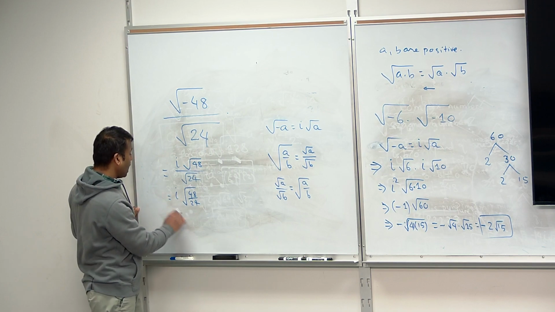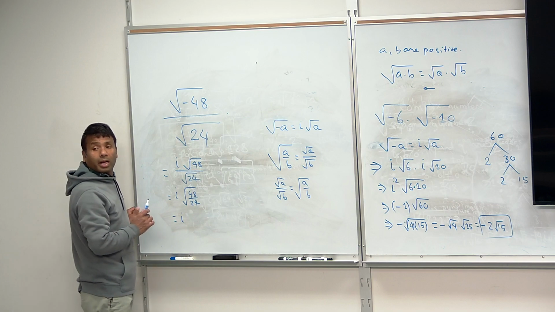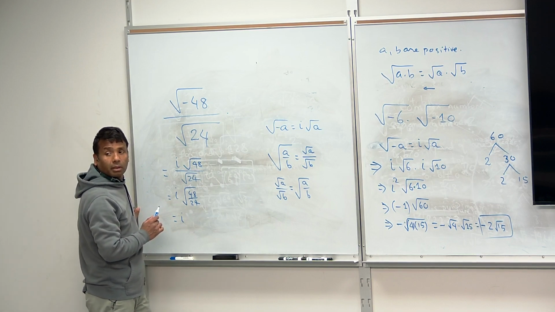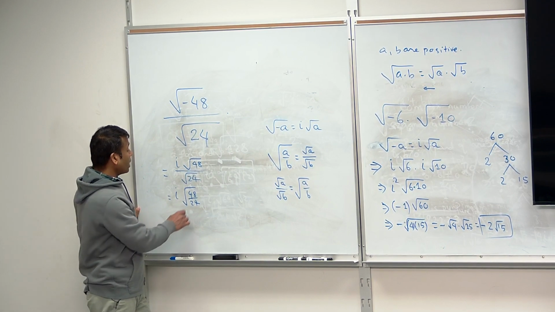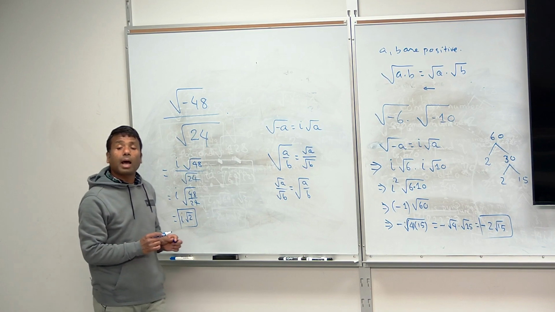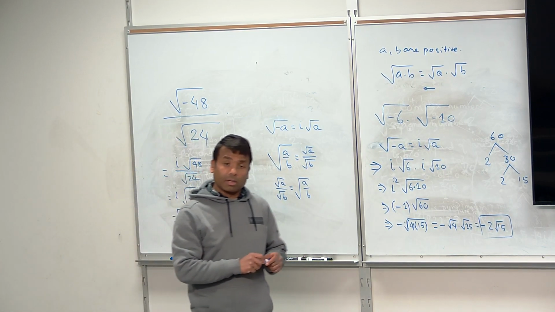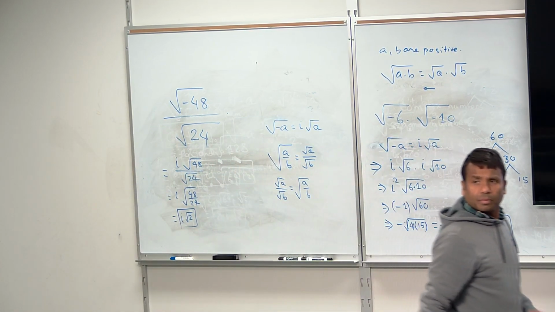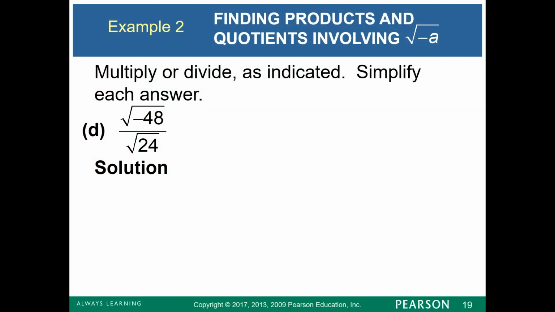Okay, so this is i. So what is 48 divided by 24? What is 48 over 24? 2? So now the final answer is i radical 2. Good? Okay. So now if you want to write in the standard form, you guys know the standard form is a plus bi.